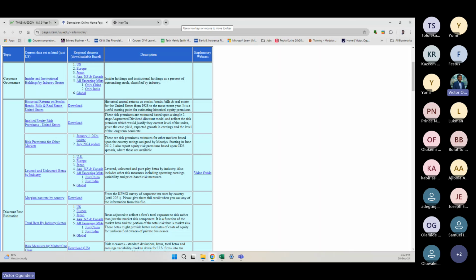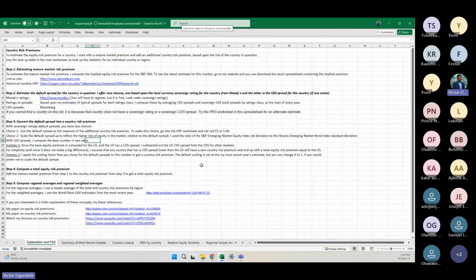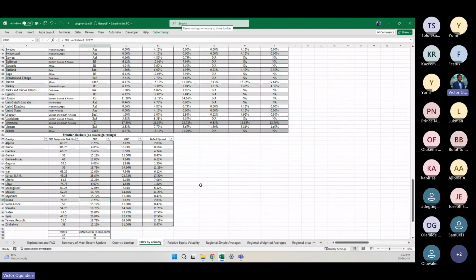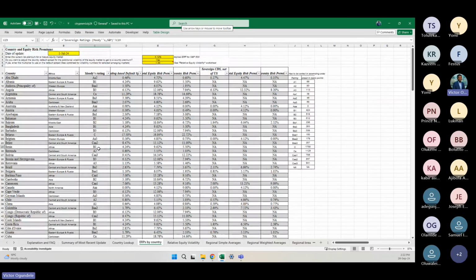Okay, go to my downloads. So go to July 2024, download it, open it, then you will see ERP by country. This is what we need. ERP, equity risk premium by country.